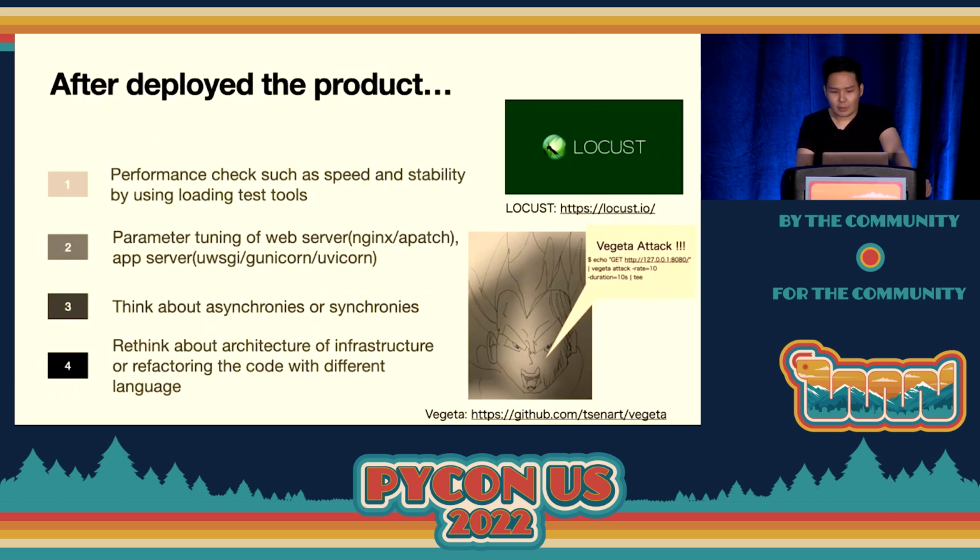After deploying the product, we need to optimize the speed and the stability by doing a load test. There are useful load test tools such as Locust and Vegeta. Locust is a Python-based load test tool which makes it possible to manage load test scenarios by Python code and monitor the loading on the server by GUI.